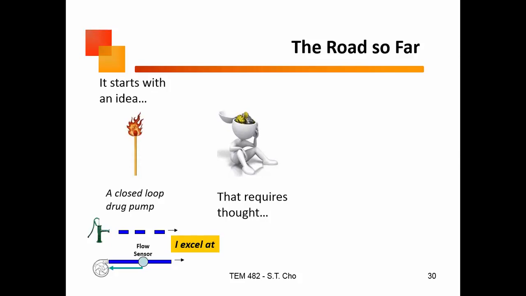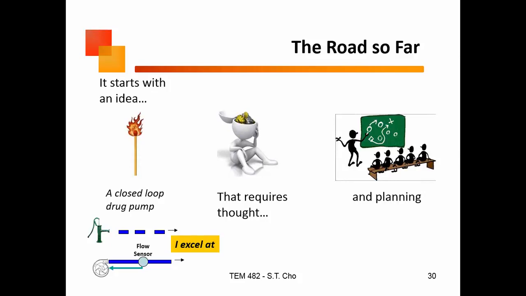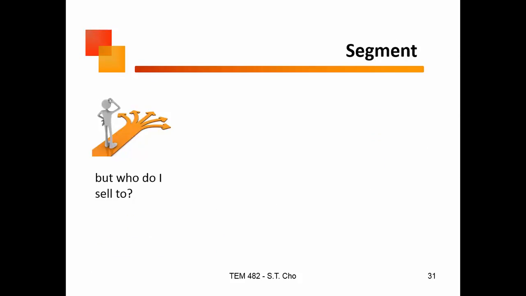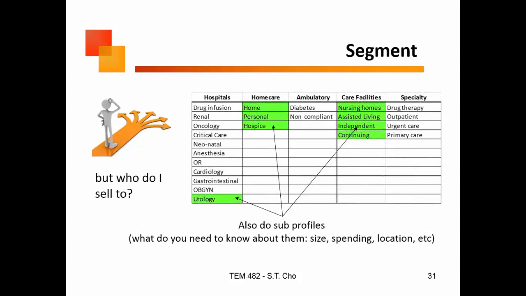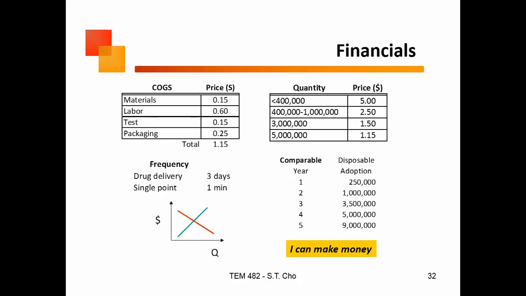After you have your idea, now you have to put some thought into it. And you plan with your team. And then you think, who am I going to sell to? And so this is where you do your segmentation and sub-profiles. So the ones in green, we thought these are the low-hanging fruit. This is who we're going to go after.